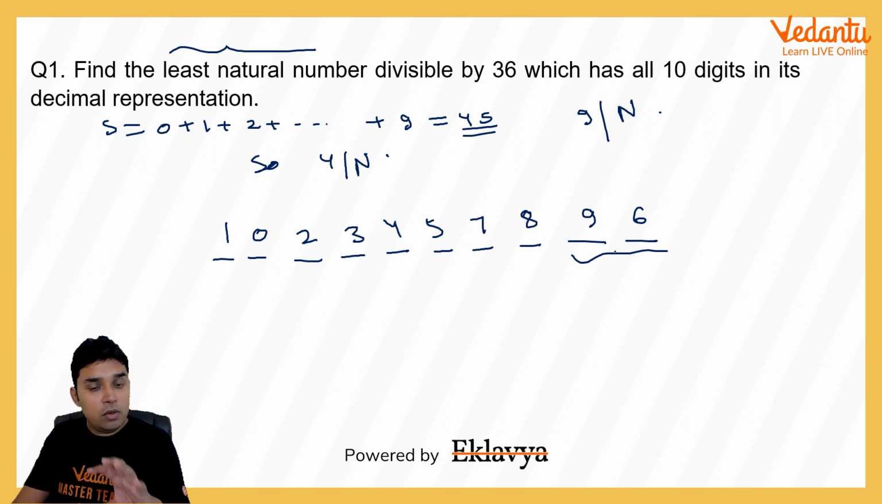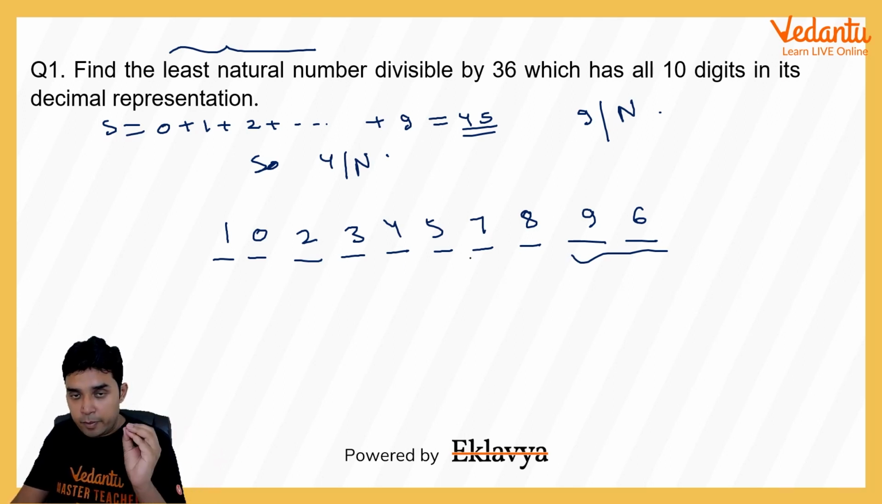I have already told you, whatever arrangement of these numbers it may be, it will be divisible by 9. And by taking 96 at this place, we have made sure that it will be divisible by 4, and hence it will be divisible by 36.